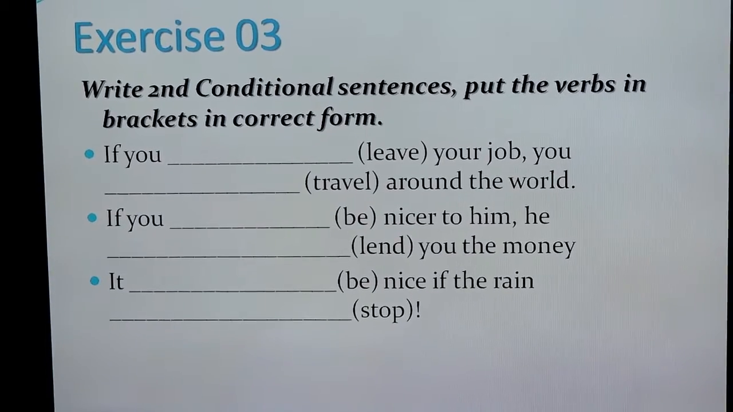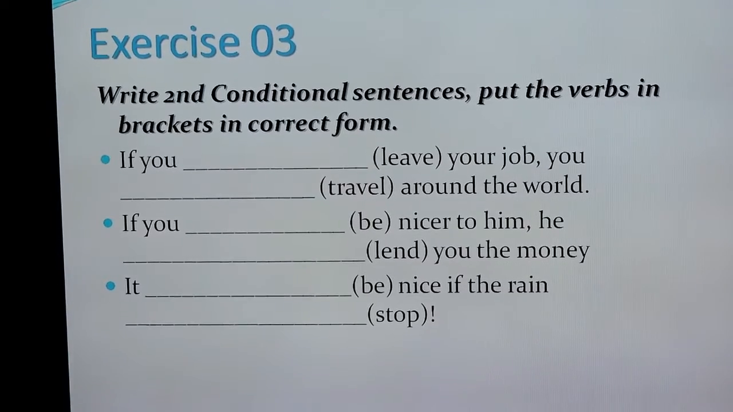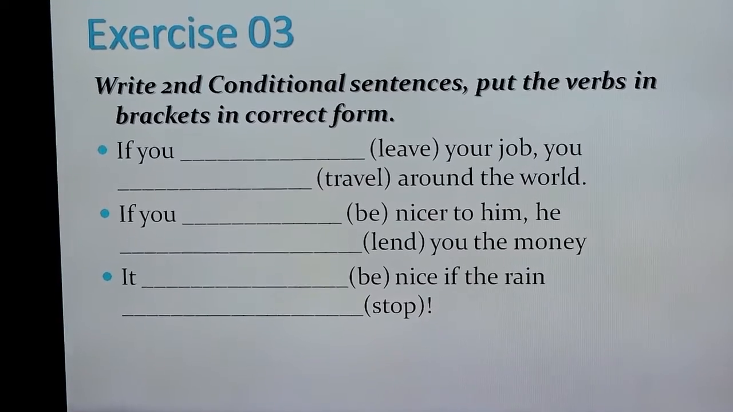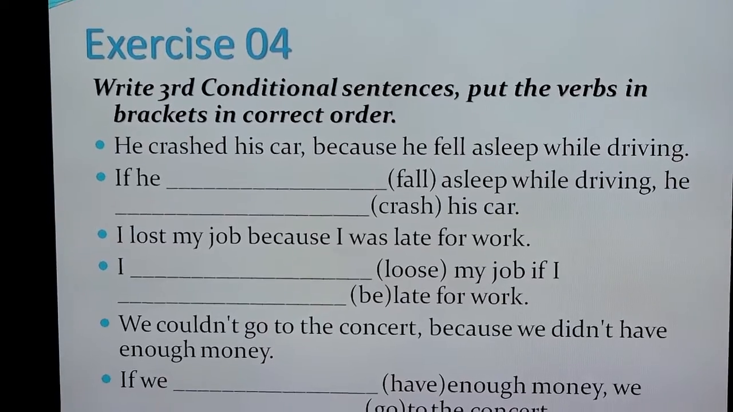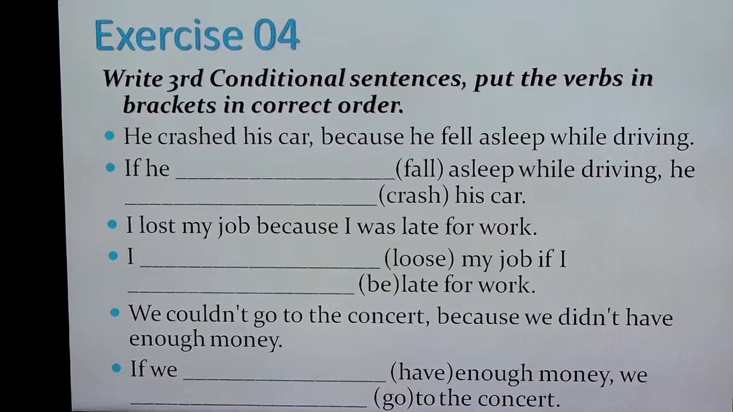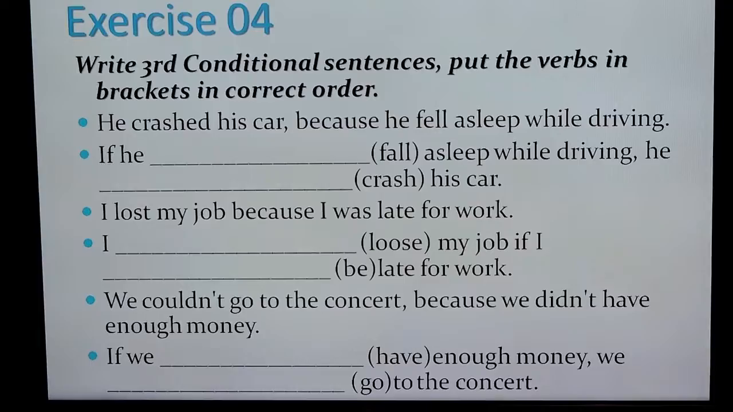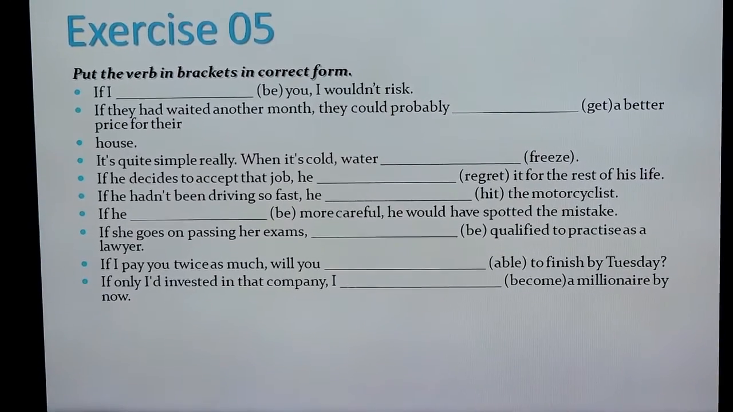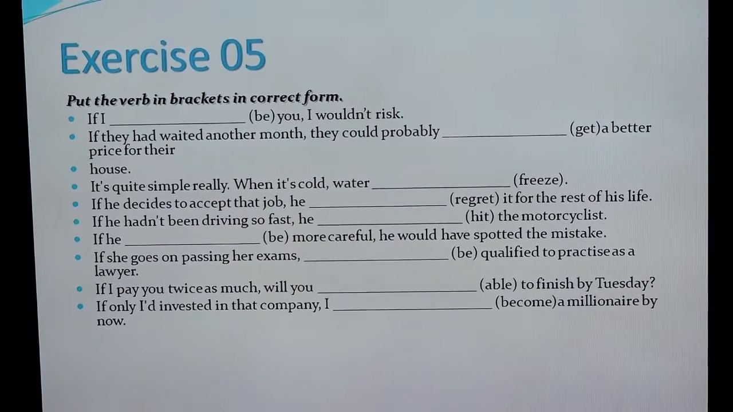And the next one: write second conditional sentences. Put the verbs in brackets in the correct form. Here we have a very short exercise about conditional type 2. And then we have an exercise about conditional type 3. Write third conditional sentences. Put the verbs in brackets in the correct form. You can check it by yourself and do it after you revise everything. And the last one is a mixed exercise. You can find here type 0, type 1, type 2 or type 3. They are mixed here.